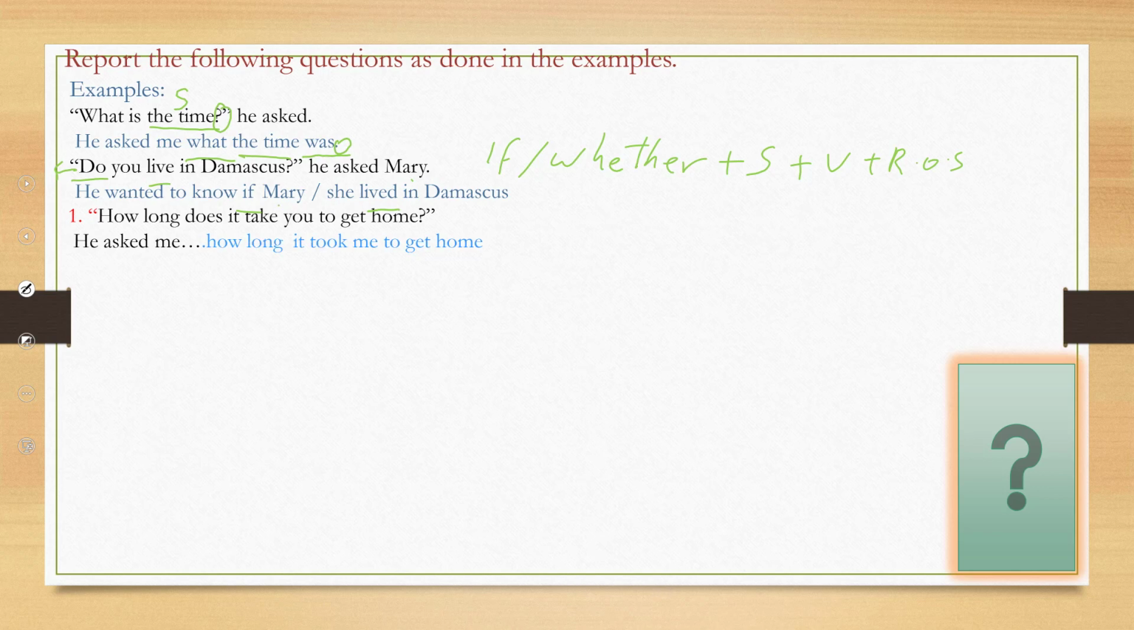How long does it take you to get home? He asked me. First I start with the question word, how long. We have a third person singular subject, it is the same, it. We change the verb take into took. Me, because in the introductory sentence we have the object pronoun me, to get home. So this is related to this.